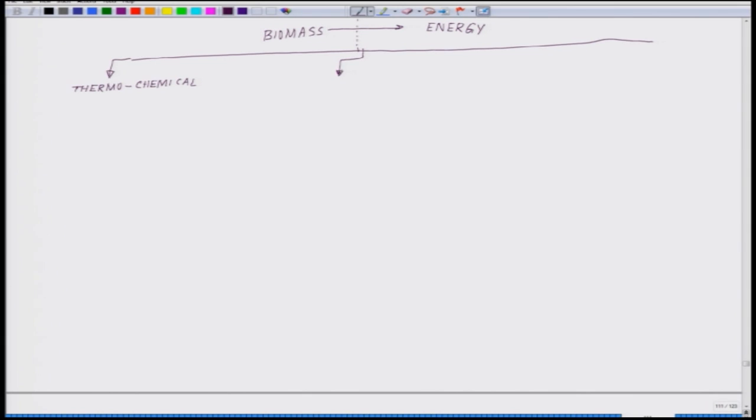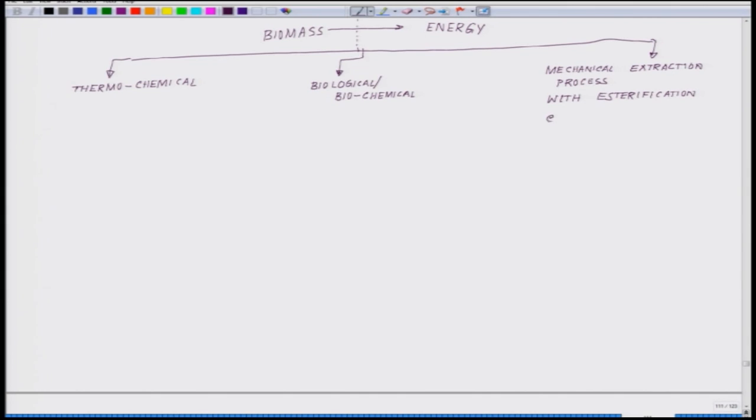The second one is biological or biochemical. And the third one, which is not a very popular one though, is mechanical extraction. A mechanical extraction process with a process called esterification, which will come in depth later.